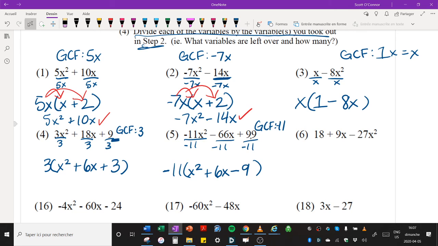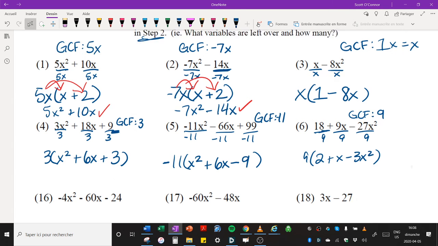Okay, looking at number 6, if I look at the greatest common factor in this example, it's 9. There's no x because this doesn't have an x. So now I divide each of the terms by 9. I write my 9 outside of the brackets. 18 divided by 9 is 2. 9x divided by 9 is x. Negative 27x squared divided by 9 is negative 3x squared.